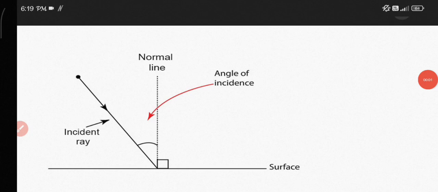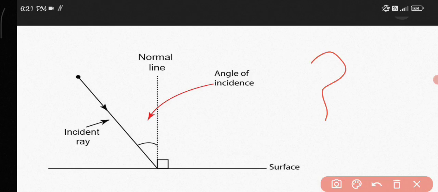Hello everyone, in this video I'll be talking about what are the laws of reflection of light. As we have learnt in the previous lecture, light after hitting the surface will be reflected. But the important question is, what will be the angle of the reflected ray? Just suppose that this is the angle of incidence and this is 30 degrees.